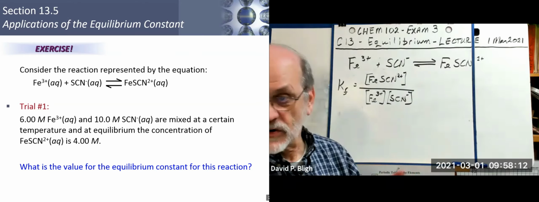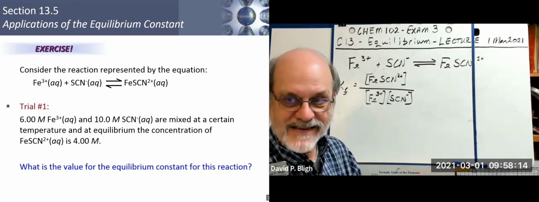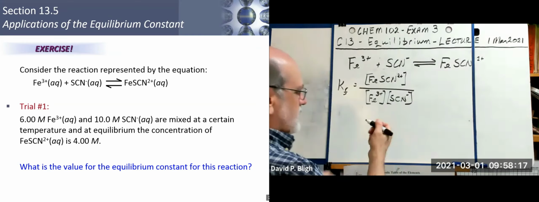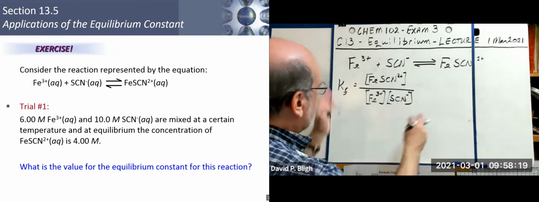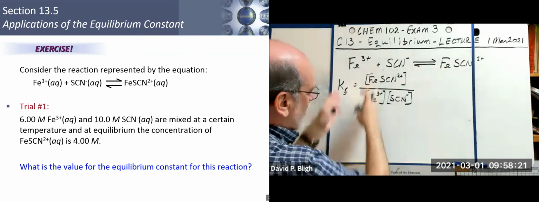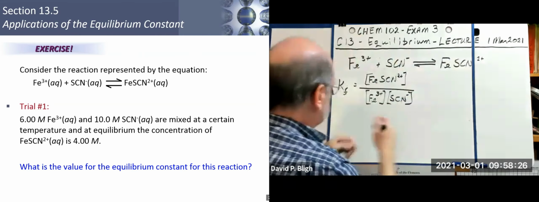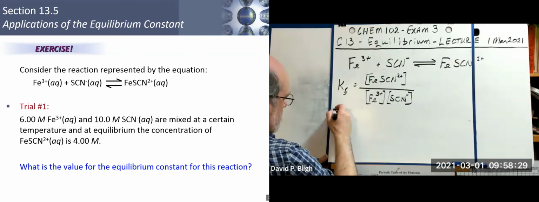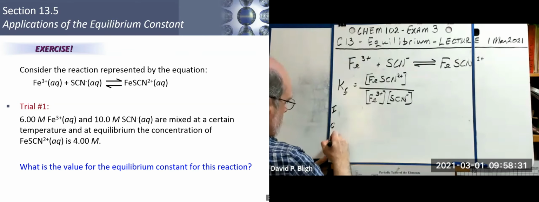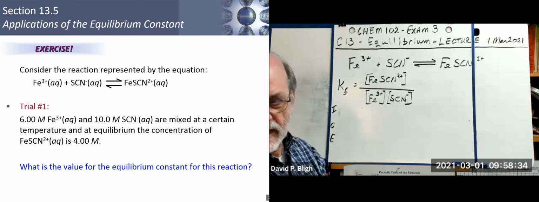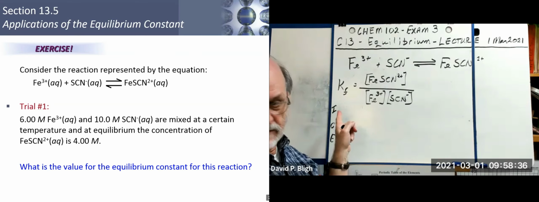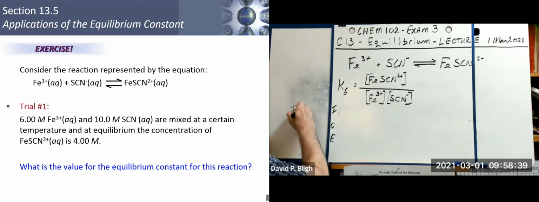All right, I'm going to show you a method. It's called ICE. We set up a table, and I like to set up the table so that the columns are situated under the balanced equation. So we have this one. So what does that stand for? I stands for initial. C stands for change. And E stands for equilibrium.